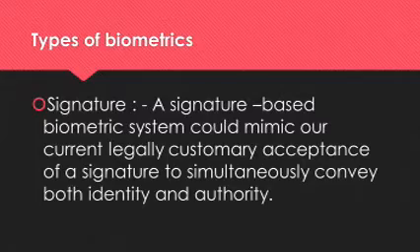A signature based biometric system could mimic our current legally customary acceptance of a signature to simultaneously convey both identity and authority. So, the digital signature is verified, conveniently establishing both the identity and the authority of the signature put by the person, by the centralized authorized persons. So, this is the first type of biometrics, the signature.